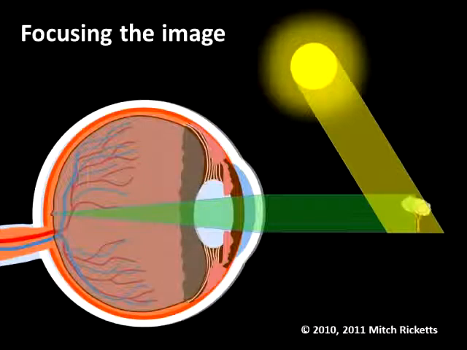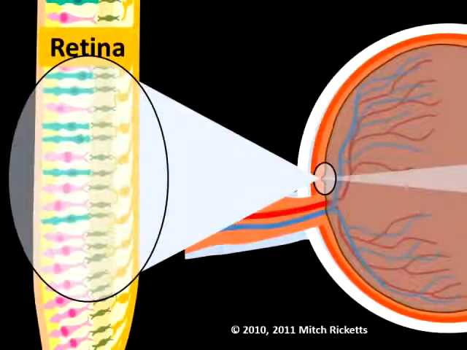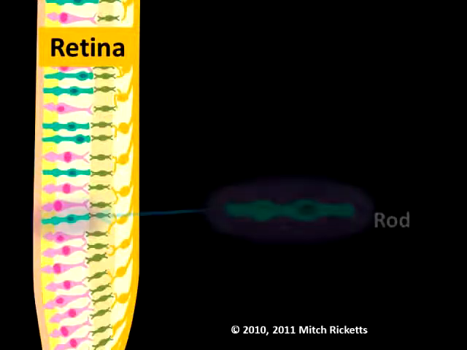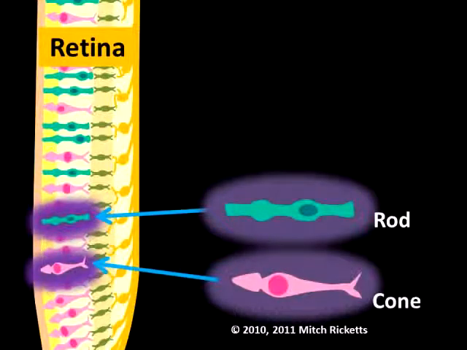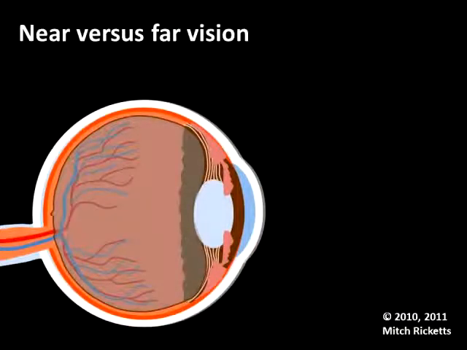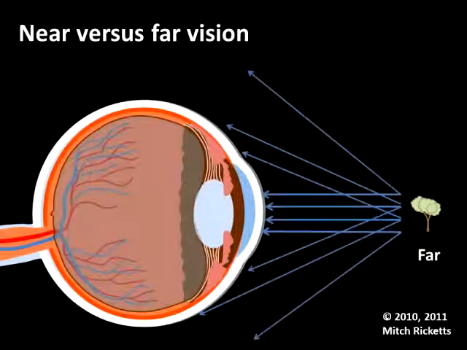The focused light then strikes the retina, which is the inside surface of the back of the eyeball. When light strikes the retina, it triggers activity in photoreceptors called rods and cones. Nerve impulses are then sent to the brain to be interpreted as visual images. When we see far-off objects, only those light rays that are traveling nearly parallel to each other enter our eyes.